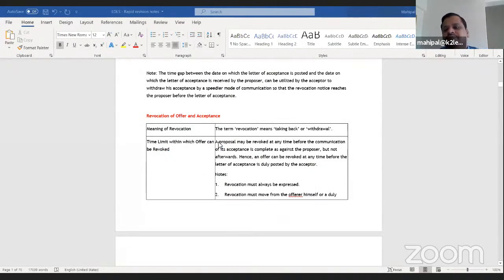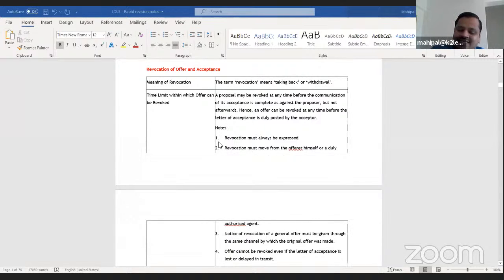Next, revocation. When can an offerer revoke his offer? The offerer can revoke any time before the communication of acceptance is completed. Assuming I wrote a letter on 1st, it reached the other party on 4th. The other party replied by 6th. Before 6th, I should have revoked the offer. After 6th, I cannot revoke the offer. Am I clear?